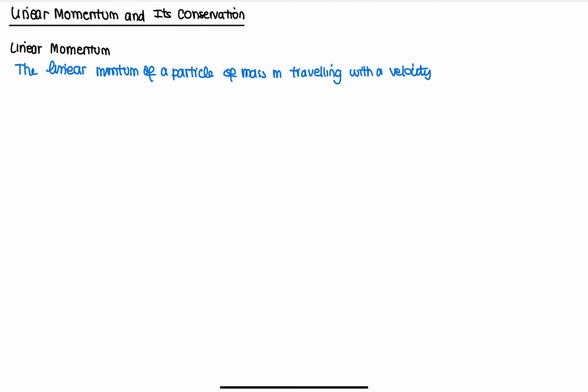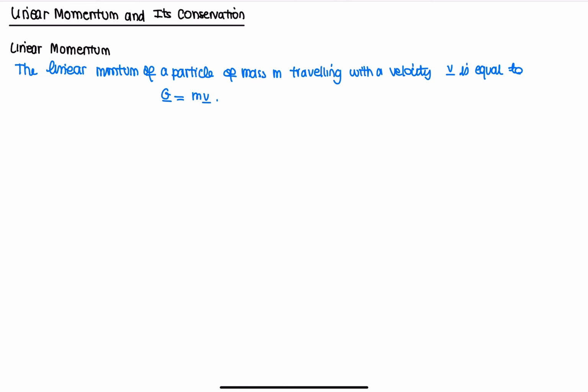The linear momentum of a particle is defined to be its mass times its velocity. A particle of mass m traveling with a velocity v, so that's called the linear momentum g, that's equal to m times v.